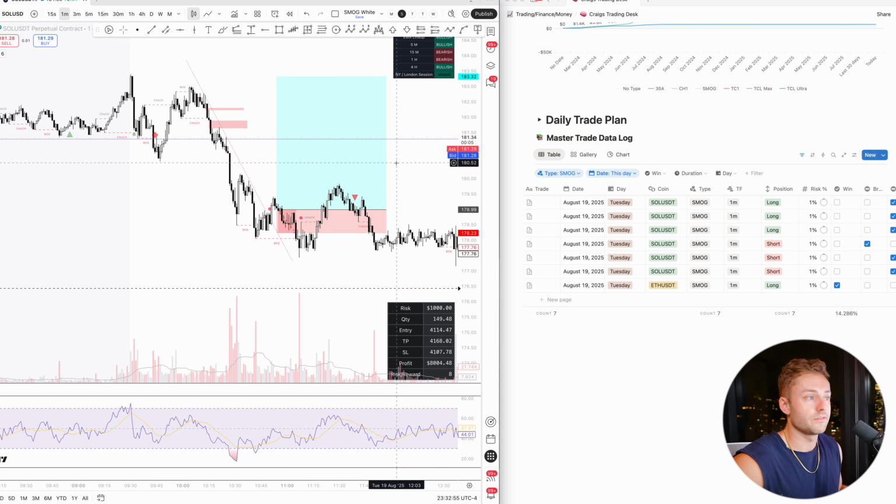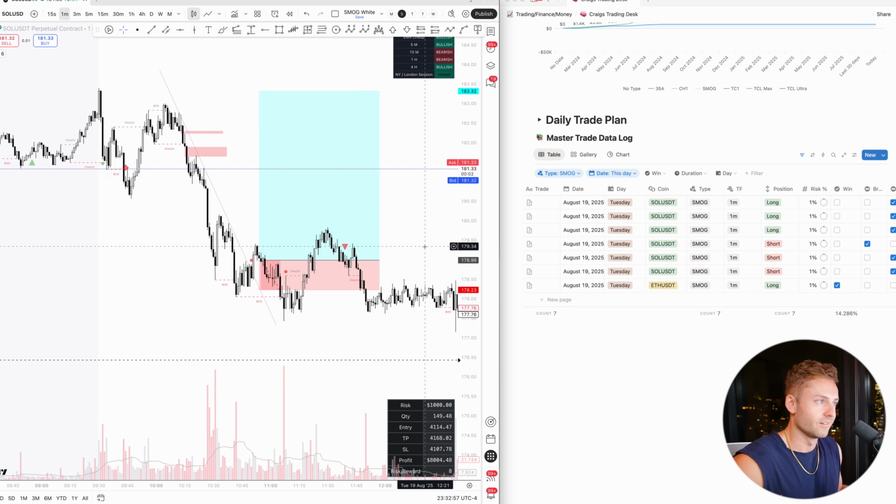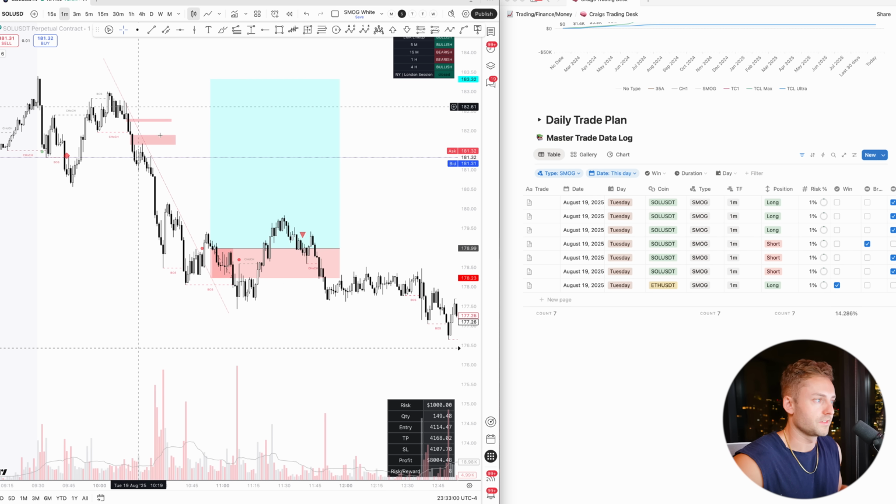Okay, from here I was basically fighting the bias for the entire day now. Once again, I tried to take a long once I saw this trend level break.